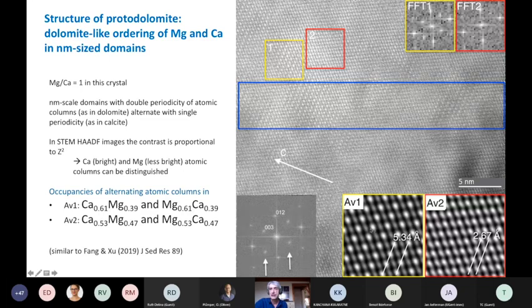However, from the intensity, you can actually calculate the occupancy of these individual columns, and we ended up with this composition. In this ordered part, the bright columns have twice as much calcium as magnesium, and the less bright spots have twice as much magnesium as calcium. In this part, you have approximately the same amount of magnesium and calcium in each column. So protodolomite can be characterized by these few-nanometer-large domains. This is 5 nanometers, and the domains are approximately the same size. And we think that we have this in the lake.